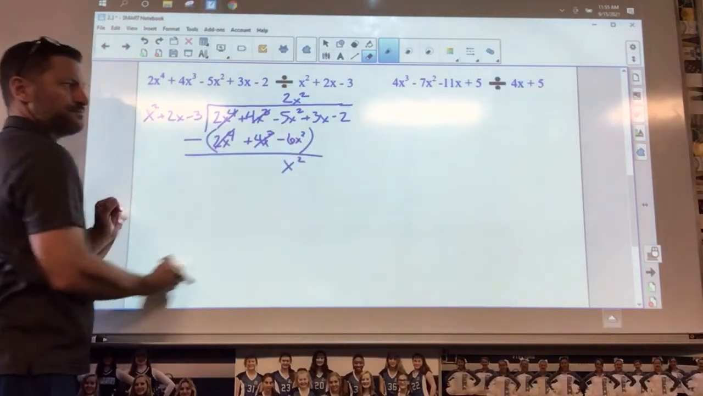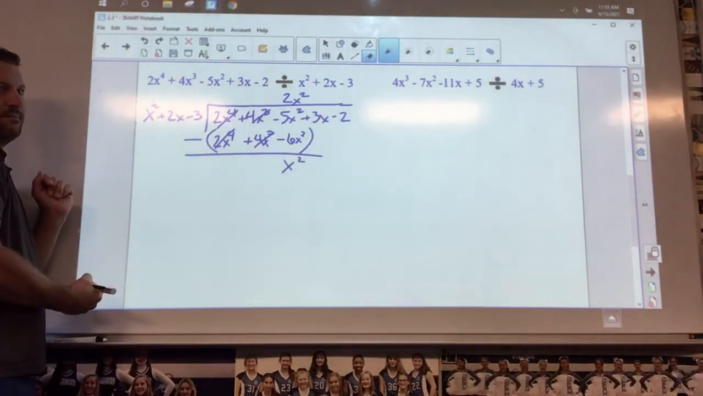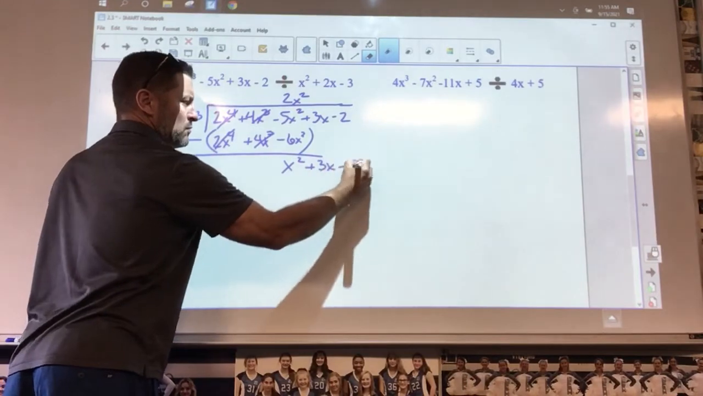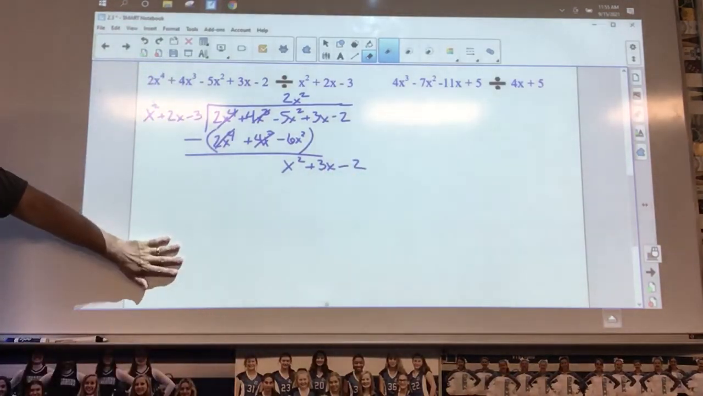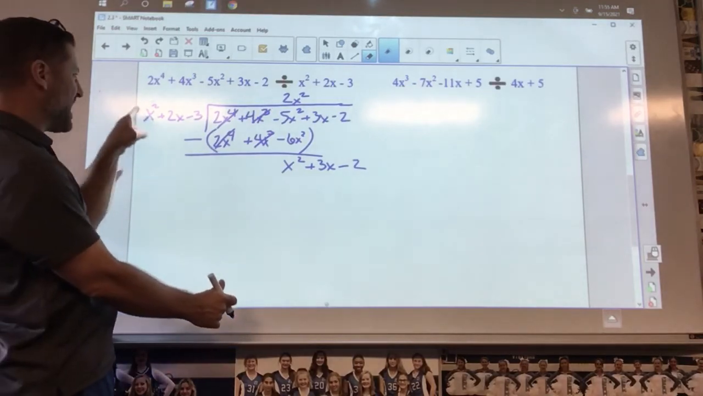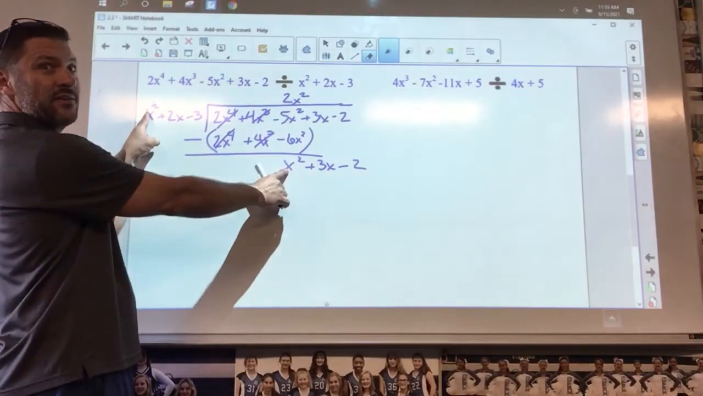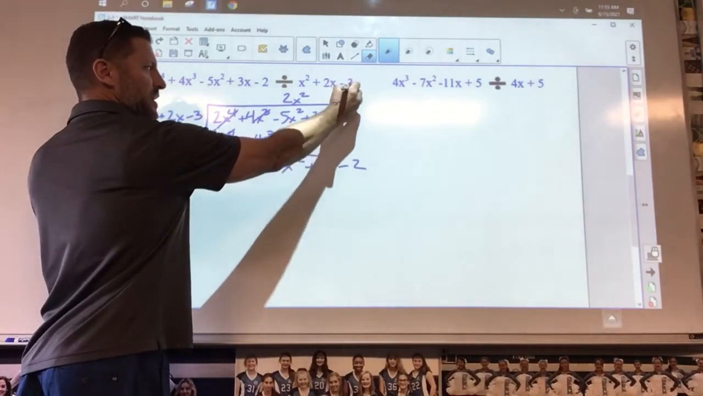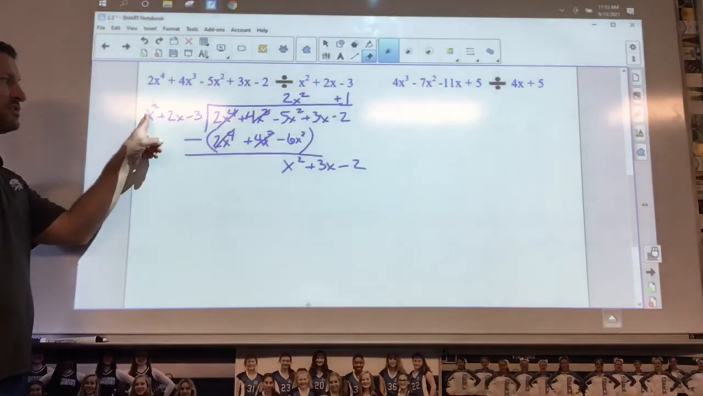X squared. So I drop the 3x, drop the 2. See what I did? Now what do you do? You have to get a number times x squared to get to that, and it already is that. It's 1. I'm going to put a plus 1 there on the end.